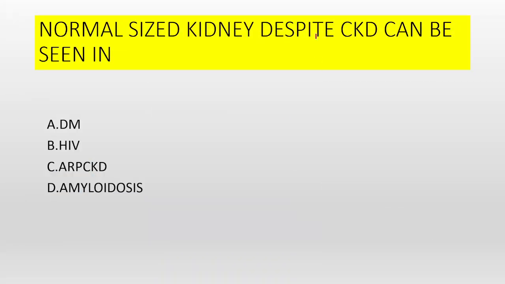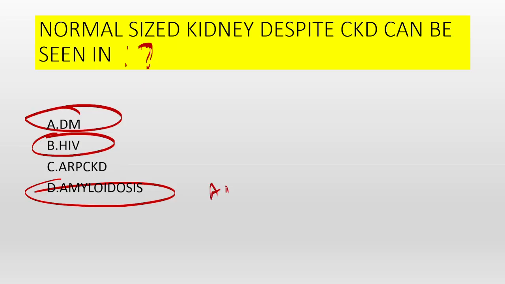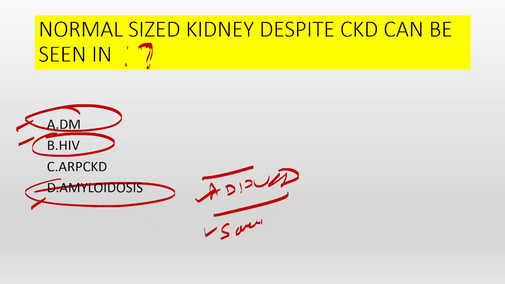Normal kidney size despite CKD can be seen in which conditions? In this quiz we told you it is a multiple choice where more than one option can be correct. The answer is diabetes, HIV, amyloidosis, ADPKD. These are the conditions where, even with sarcoidosis, kidney size might be normal or bigger despite having CKD.